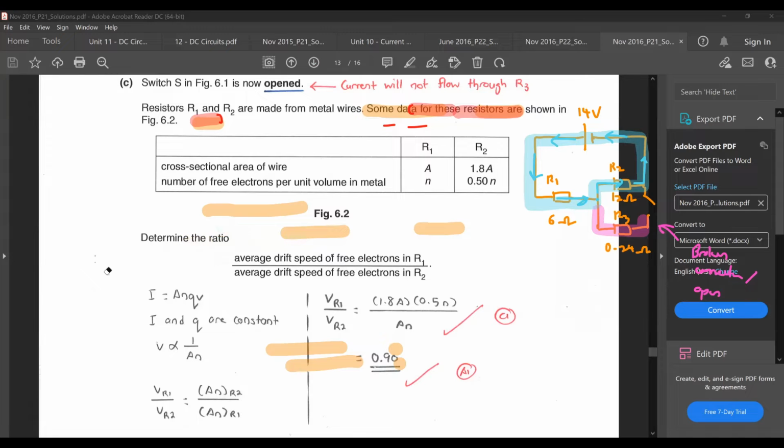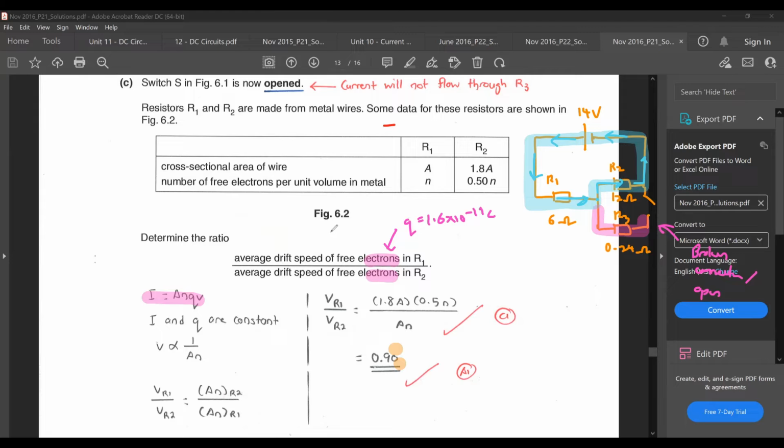The moment you hear mention of drift speed, there's really only one equation that you will ever use. That is your drift speed equation, I equals ANQV. Now there are a few things that will be constant here. You're talking about electrons. The charge of an electron is always 1.6 times 10 to the power minus 19. Looking at your diagram, the current that flows through R1 is the same as the current that flows through R2. So I is constant here. I can say that I and Q are constant.